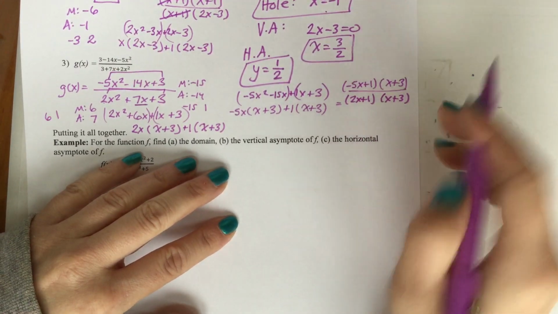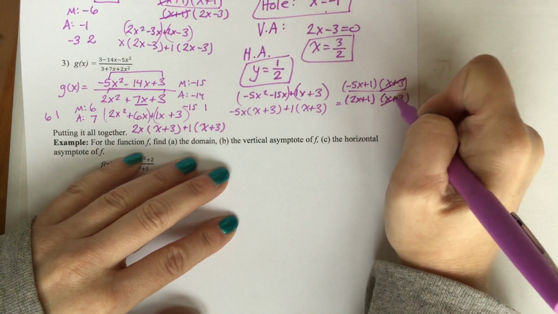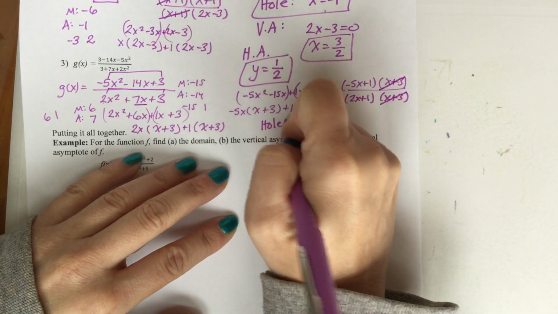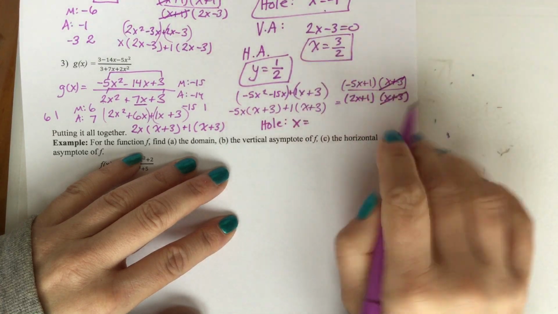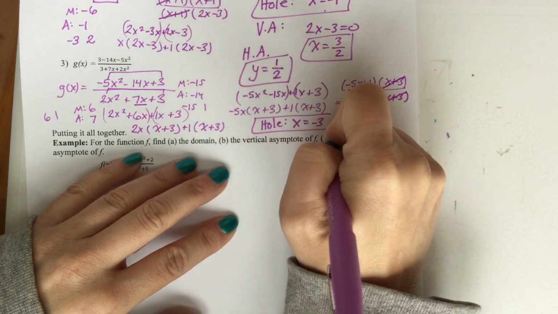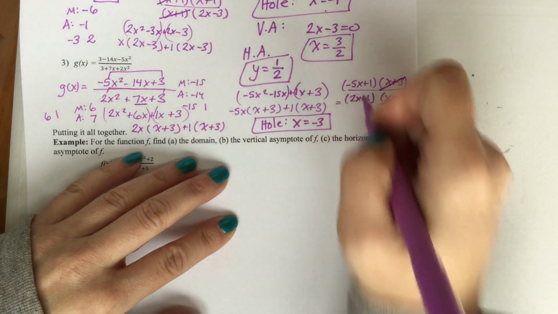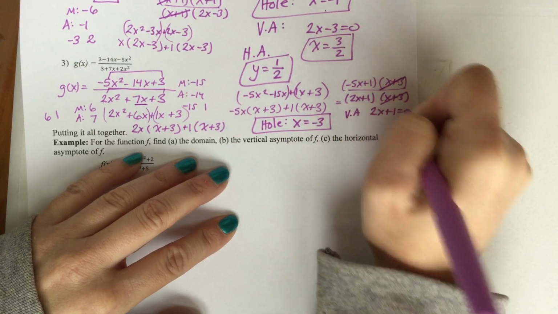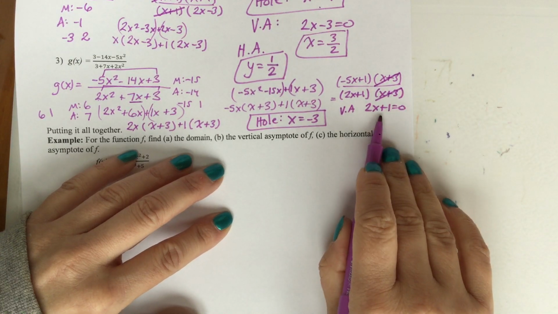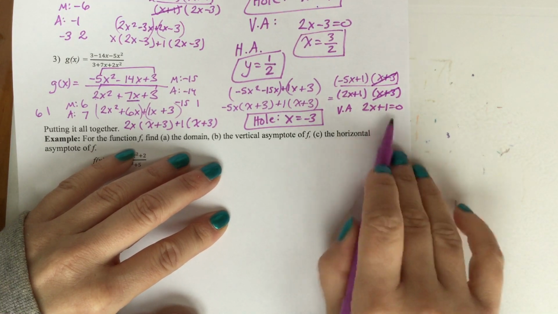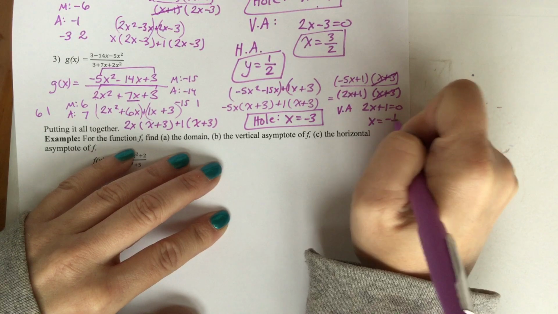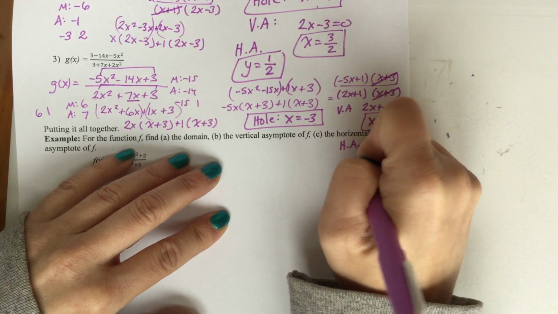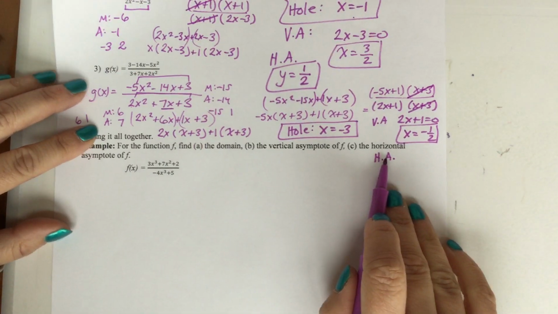Now here, if I can cross something off on top and bottom, like I can, whatever you cross off on the bottom, that creates a hole. So we have a hole at x equals negative 3. Now whatever's remaining, that's how you find your vertical asymptote. 2x plus 1, set that equal to 0. If I solve for x, I minus 1, divide by 2, so x equals negative 1/2. That's a vertical asymptote.